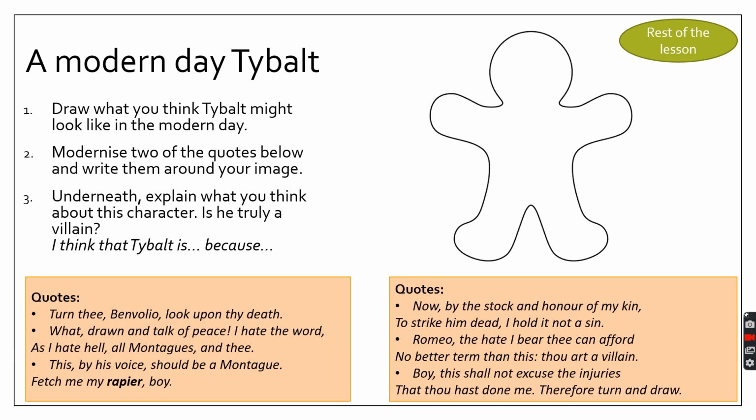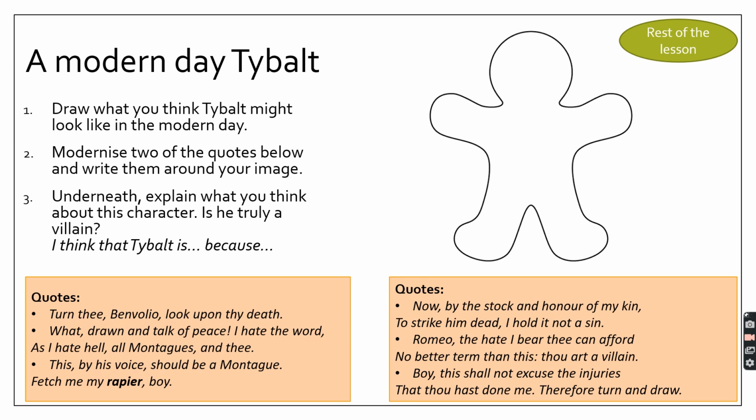And finally, for the rest of the lesson, nice little activity here for you. I would like you to draw me a modern day Tybalt. I want you to put him in clothes that are suitable for us, the sort of things that we'd wear. And also I want you to modernise 2 of the quotes and write them around your image as well. Once you've done that, could you please explain what you think about his character? Do you think that Tybalt is really a villain?